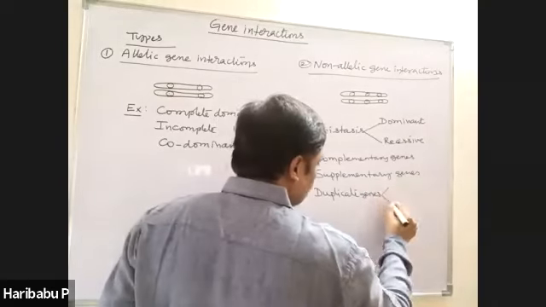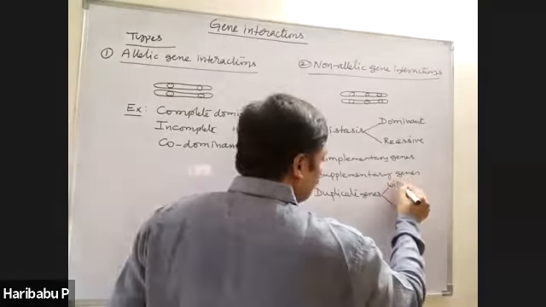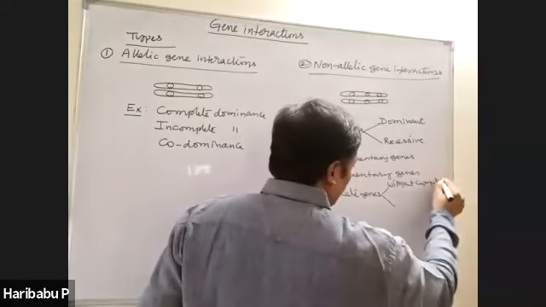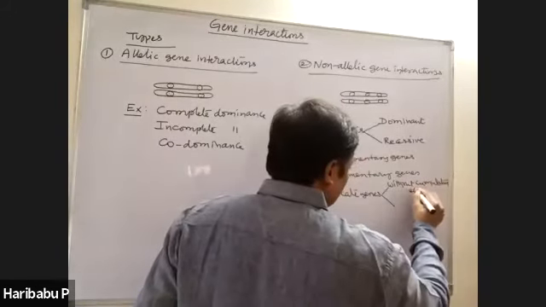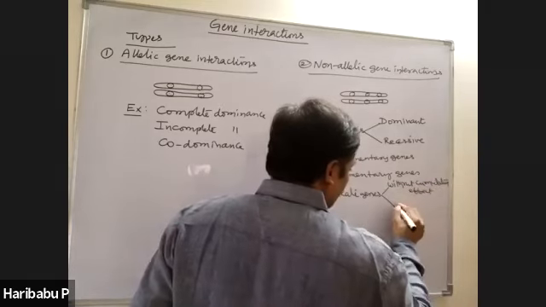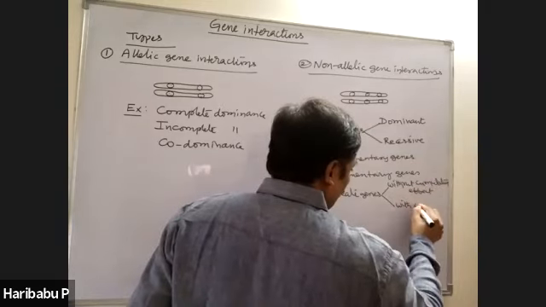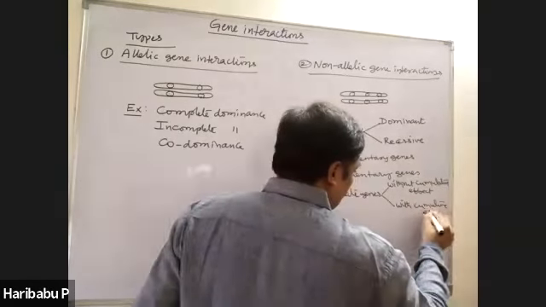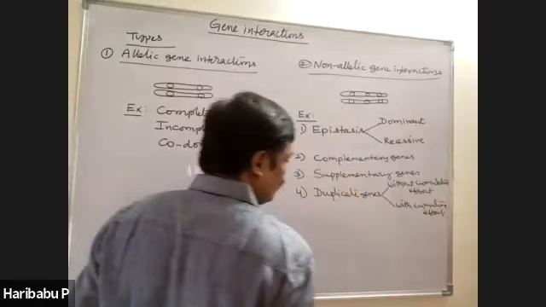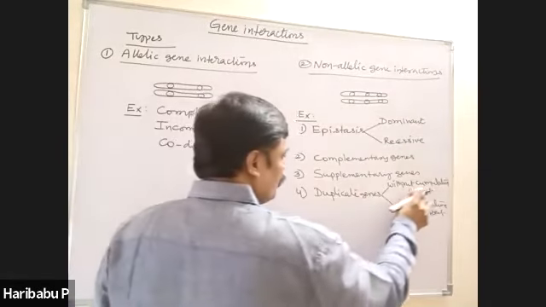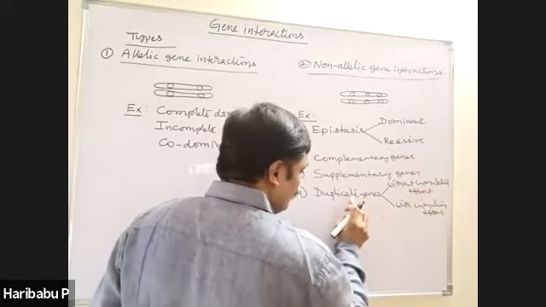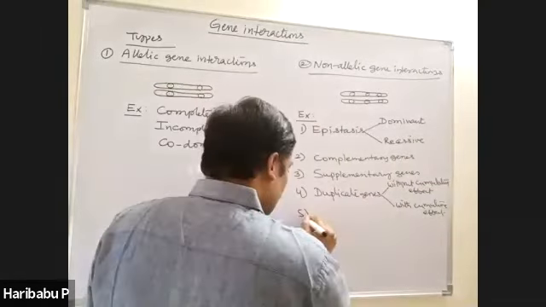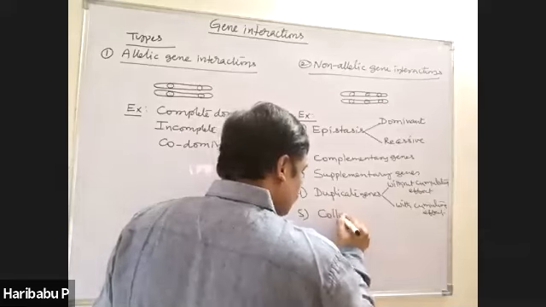These are two types: without cumulative effect and with cumulative effect. Duplicate genes without cumulative effect, duplicate genes with cumulative effect. Next one, collaborative genes.